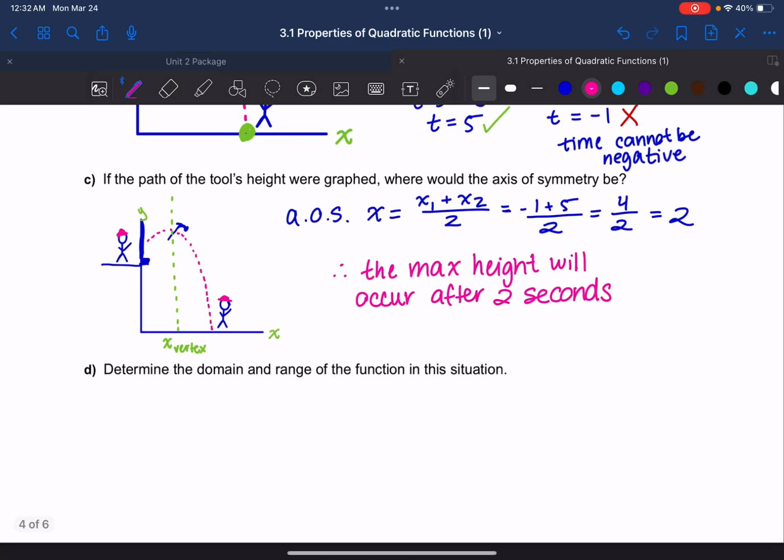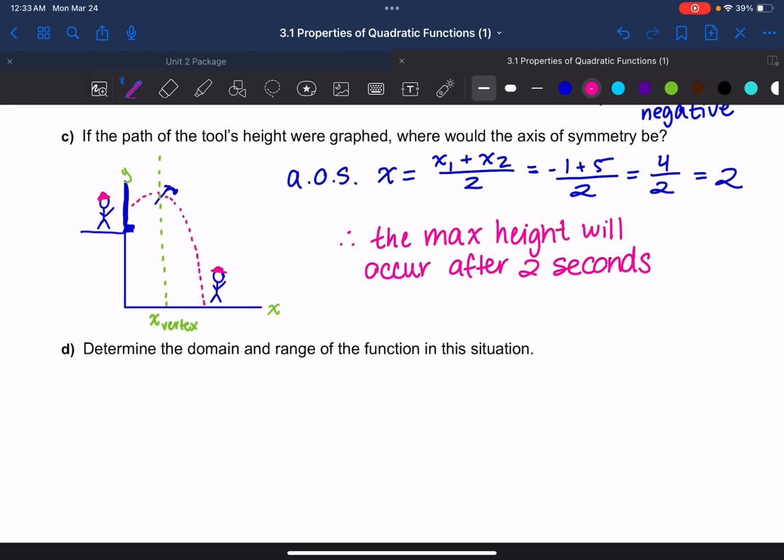Last but not least, domain and range, something that you are super familiar with now. Like I just mentioned earlier, we've got some restrictions. It just can't be any x or any y. It just can't be anything you want. We are constricted to real life scenarios. We're constricted to real life restrictions, basically. So we have to be considering that time can't be negative and height can't be negative.